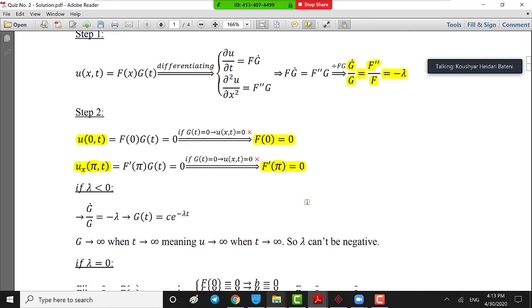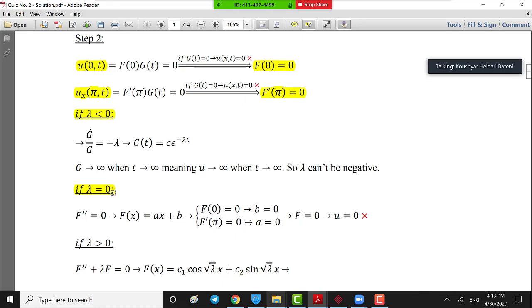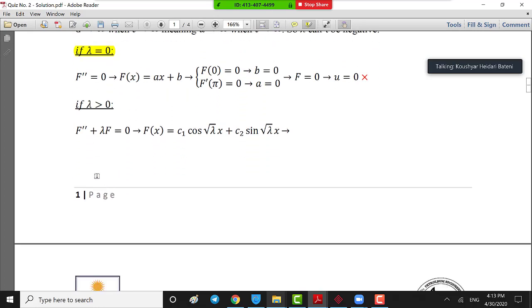Now, because it is a 1D heat equation of type 3, we easily conclude that lambda can't be 0, lambda can't be negative, and we go to the case in which lambda has to be positive. Now, f double prime plus lambda f equal to 0 is going to give you f of x equal to c1 cosine of square root of lambda x plus c2 sine of square root of lambda x.